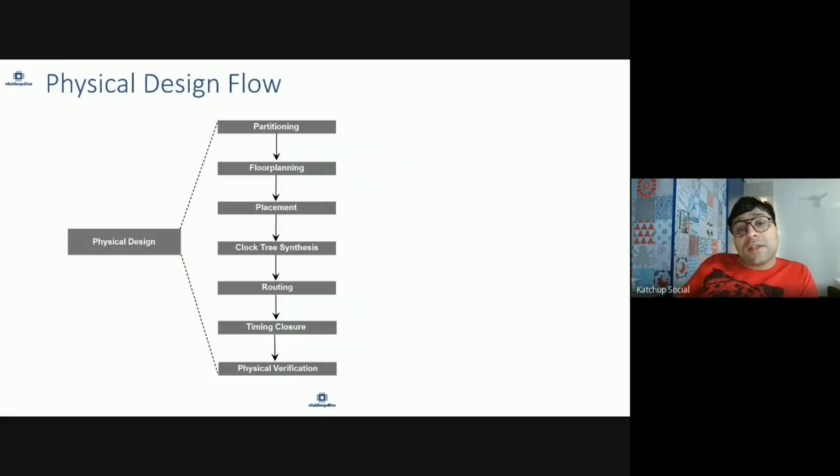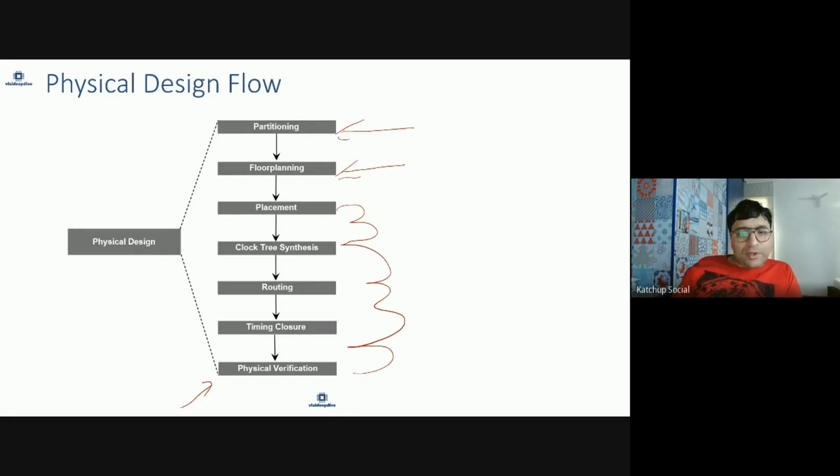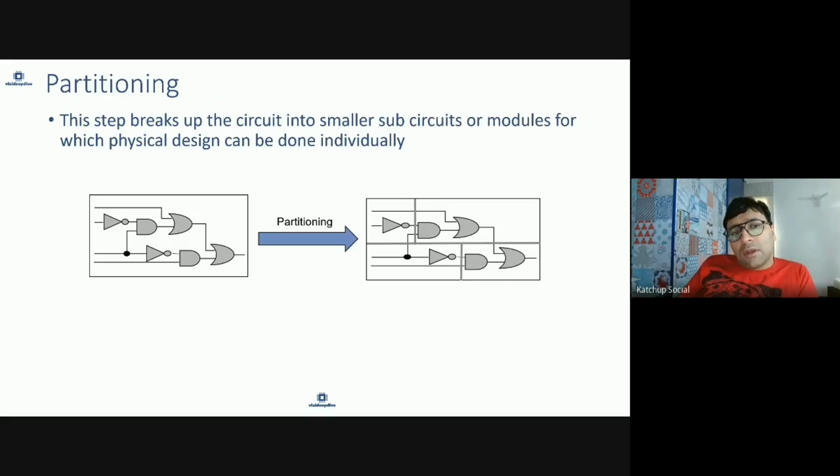So what are the various steps in physical design? At a high level, these are the steps. You will do partitioning of your design, then floor planning, placement, clock tree synthesis, and all these steps. And then you will do physical verification. Let's go into a little more detail on each of these steps.